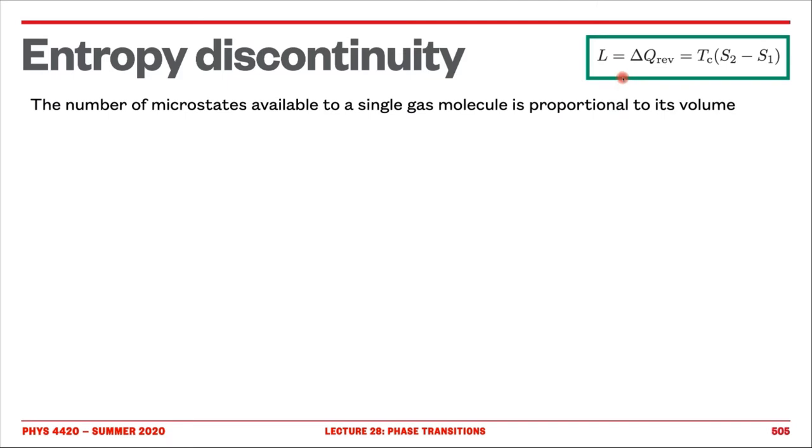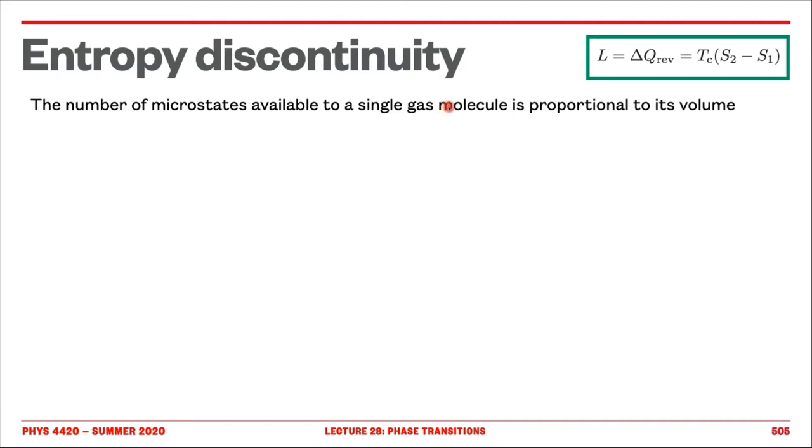So let's try to go back to this statistical description of entropy, which is related to the logarithm of the number of microstates for a particular system. The number of microstates available for a single gas molecule is obviously proportional to its volume. How do you convince yourself of that? Well, the larger the volume, the more states a gas molecule can occupy.